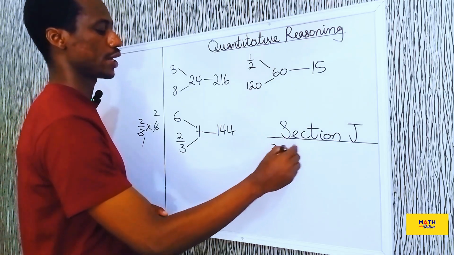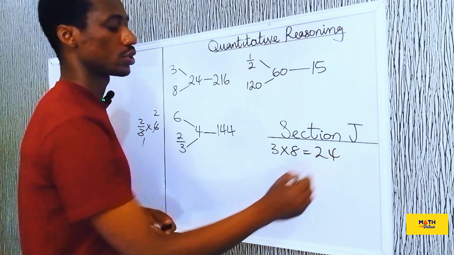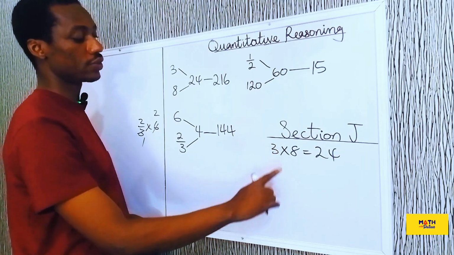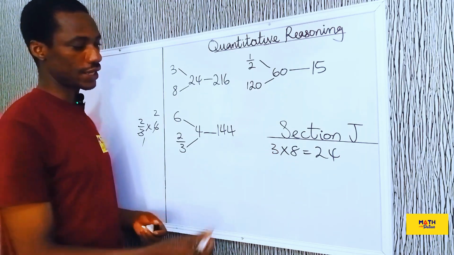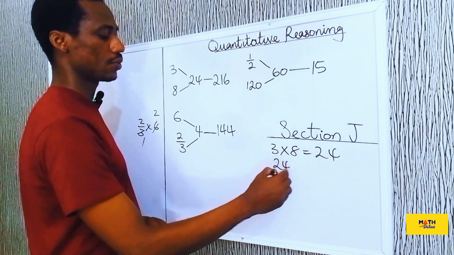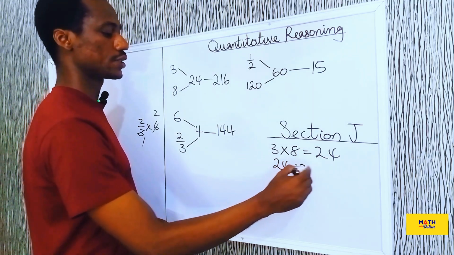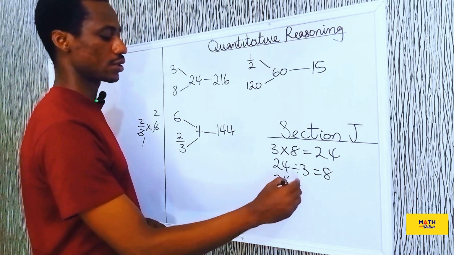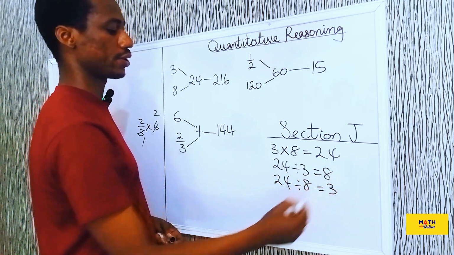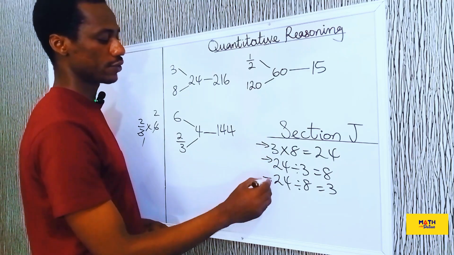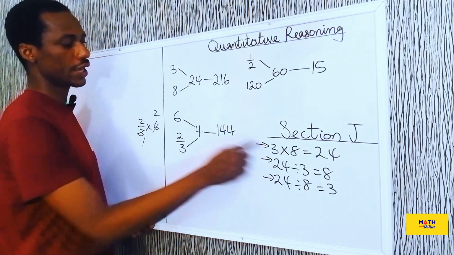3 times 8 equals 24. And from this, we can also know the value of 3. We can find 3 and also find 8. So if we reverse this operation, we start from the answer, we divide by one of the components, we get the other. We start from the answer, divide by one of the components, we get the other, all right? So with this, we have found the answer for 3, 8, and 24.